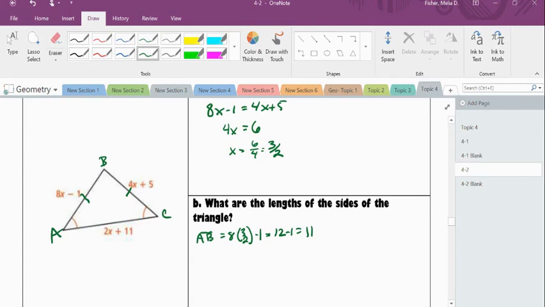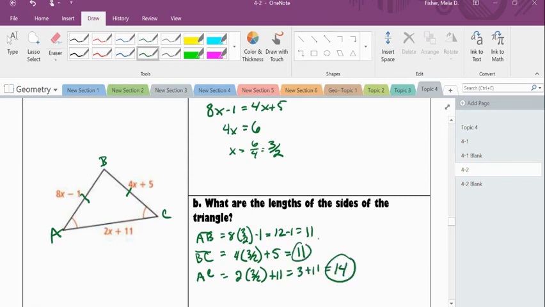So then we'll say BC can be 4 times 3/2 plus 5. And that should come out to be 11 also. And then AC is 2 times the 3/2 plus 11. So that becomes 3 plus 11, which equals 14. 11, 11, and 14.